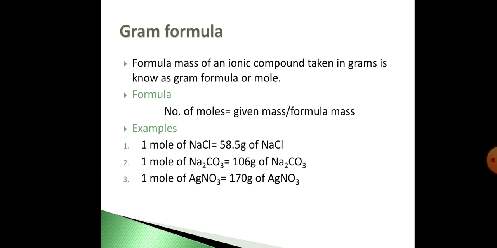Same is the case with ionic compounds. For 1 mole of an ionic compound, we have to take the formula mass of the substance in gram. For example, in case of NaCl, 58.5 AMU is its formula mass. So if we take 58.5 gram of NaCl, which is a measurable quantity, then that quantity would be 1 mole of NaCl.